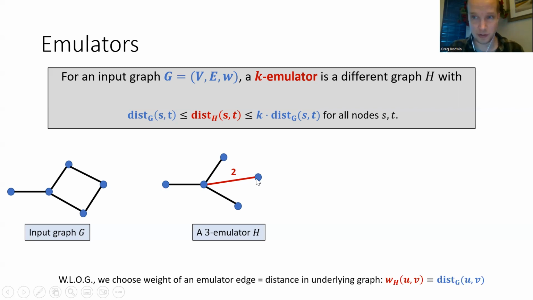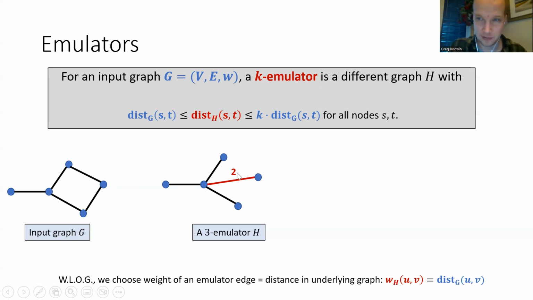And in principle, you could choose any weight that you wanted for that edge. But in fact, this is not a real choice that you have to make. Without loss of generality, it is always the right decision to set the weight of one of these new emulator edges to be exactly the distance between its endpoints in the original graph. So here, when we are choosing the weight to attach to this red edge, we have to choose it to be at least 2. The reason is because the distance between those nodes in the original graph is 2, and this lower inequality in the definition says that the distances in the emulator need to be at least as large as the distances in the original graph.